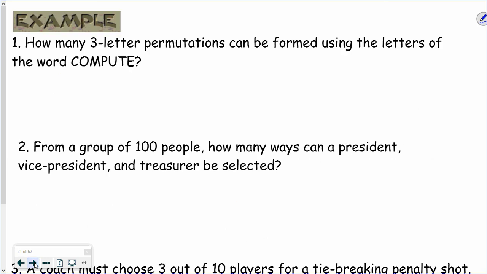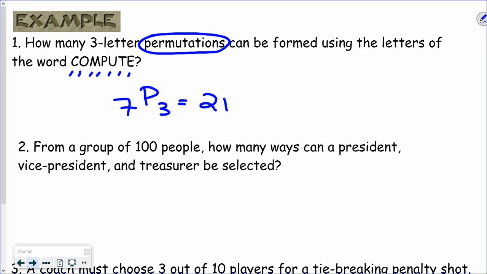So, let's carry on. Let's try something. It says, how many 3-letter permutations? So right away, it tells me I'm finding permutations. I'm going to use the P button. Using the letters in the word compute, 1, 2, 3, 4, 5, 6, 7 total letters. I need to pick 3. You simply punch that into your calculator, and you get 210.